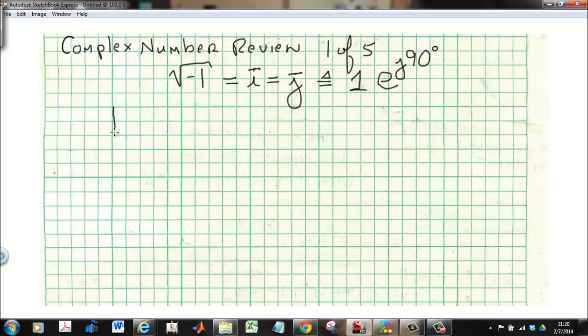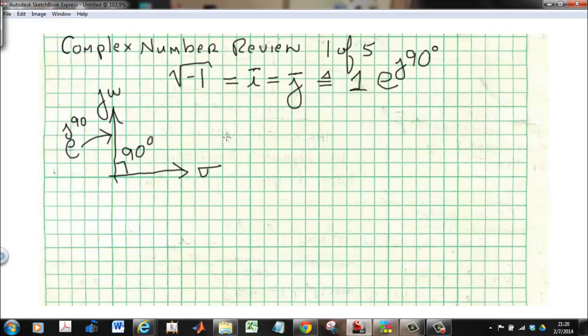So if I were to create a j omega axis, like so, and a real axis, like so, then the unit vector that travels up the j omega axis at an angle of 90 degrees would be e to the j 90, as shown. It has no real part.